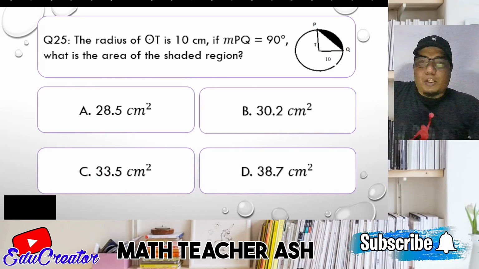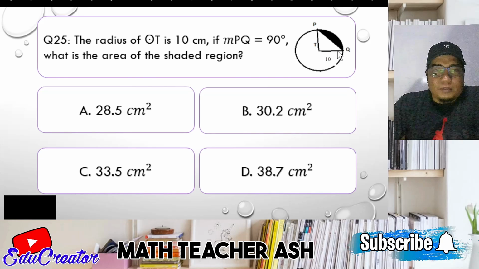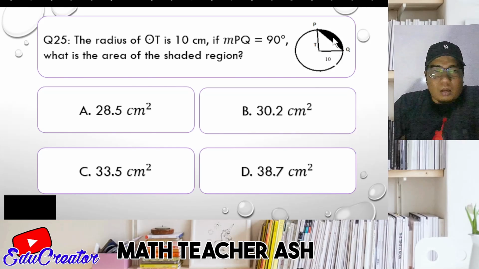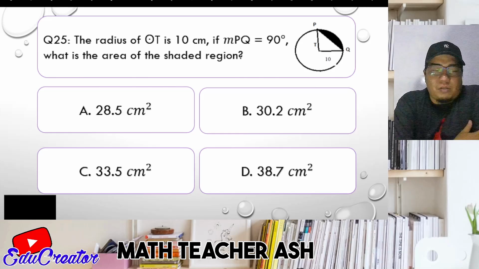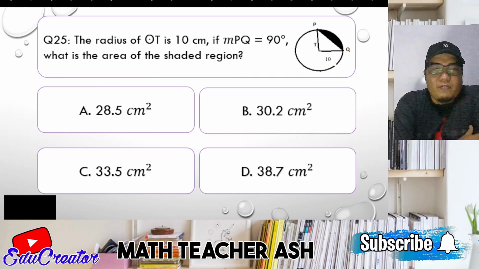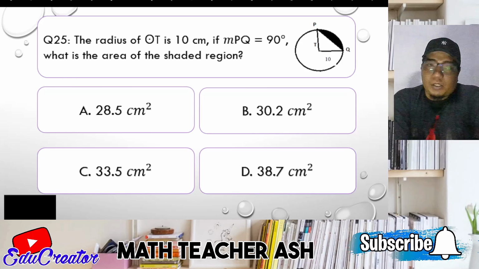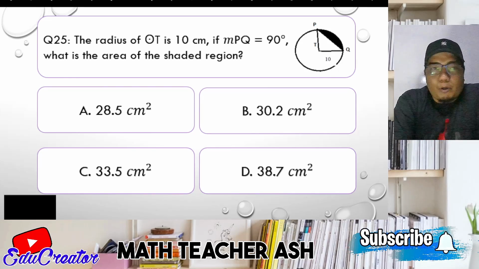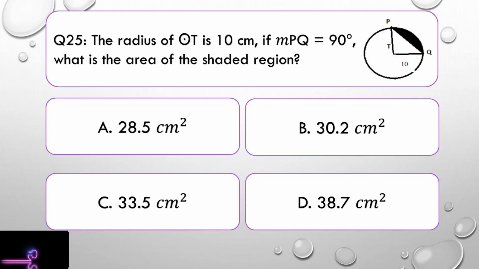Now, let us go to question number 25. O, ito. The radius of circle T is 10 cm. The measurement of PQ is 90 degrees. So, that is 1/4 of the circle. What is the area of the shaded region? Is it A, 28.5, B, 30.2, C, 33.5 square centimeters, or D, 38.7 square centimeters? I'll give you 5 seconds to answer this problem.